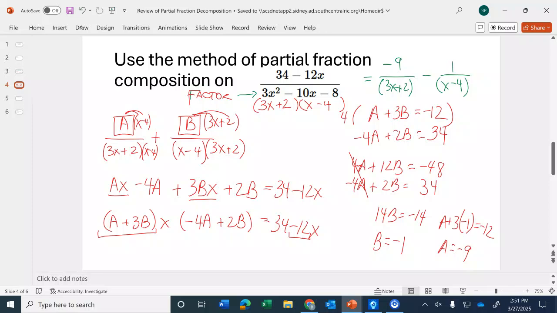Now, you might be asking yourself, why are we bothering doing this skill? You'll see when we start our next lesson with integration.